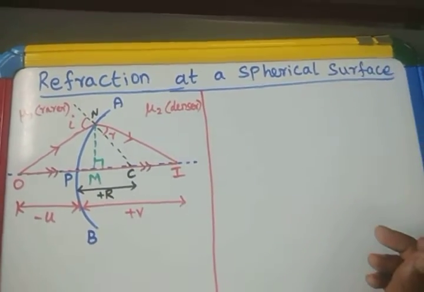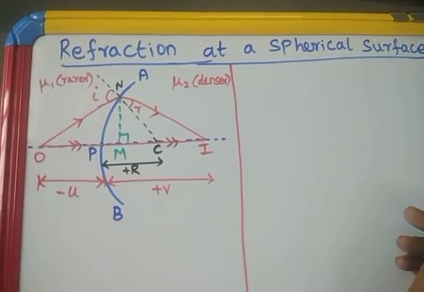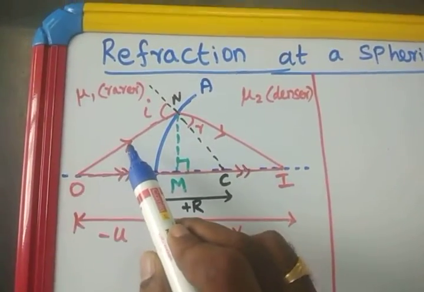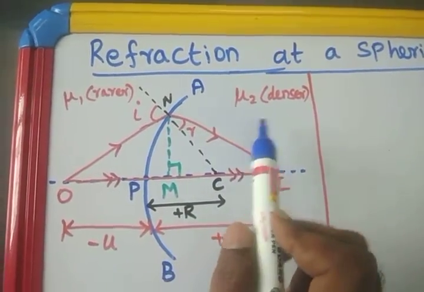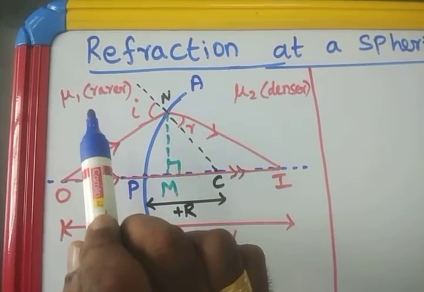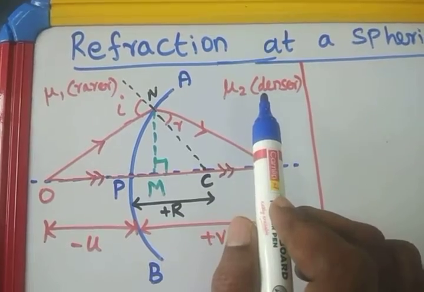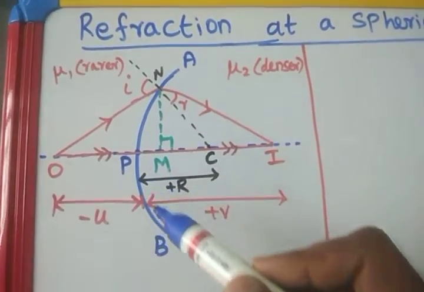Refraction at a spherical surface. This picture shows light entering from a rarer medium to a denser medium. The refractive index of the rarer medium is mu1 and the refractive index of the denser medium is mu2. This is a refracting surface.